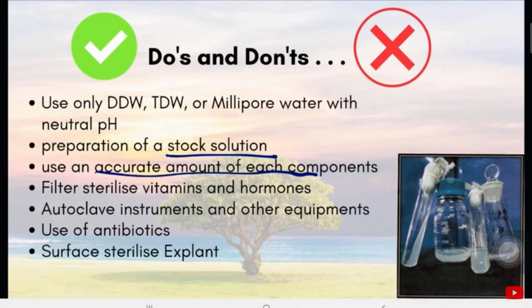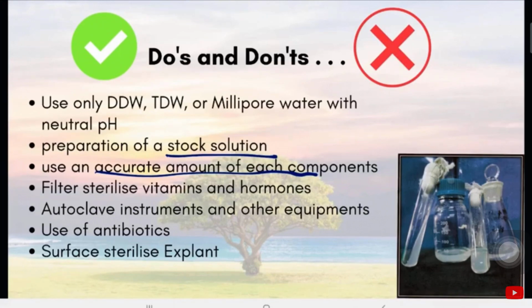Now, we know that all vitamins and hormones are heat labile, so we cannot autoclave them. We have to filter sterilize them, and we have to add them just before pouring the media into the culture plates or culture tubes, at a temperature of 35 to 40 degrees Celsius, so that the culture media will have the vitamins and hormones and they will not get heat denatured.